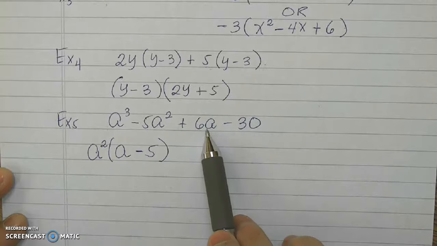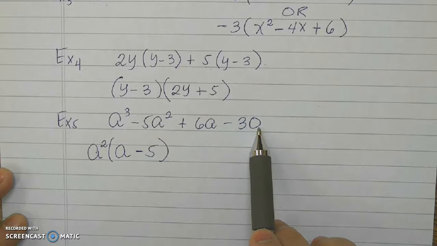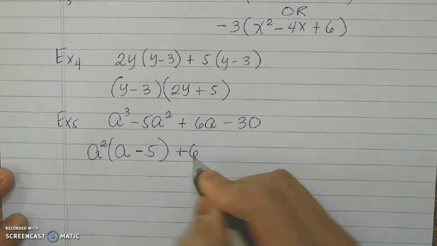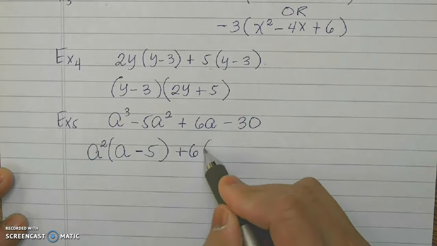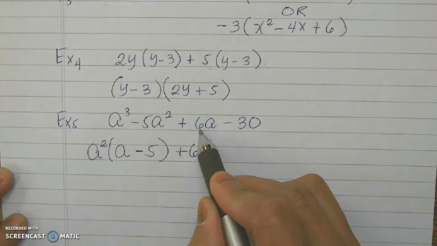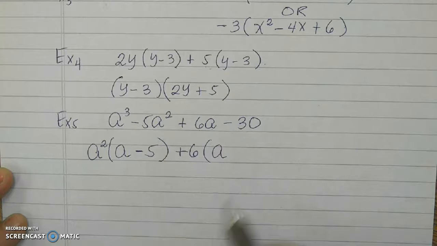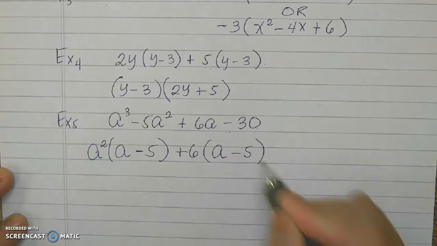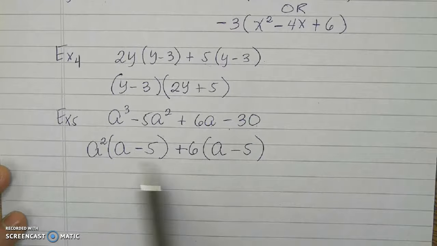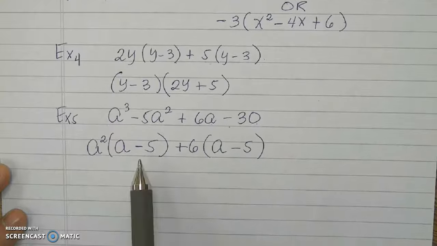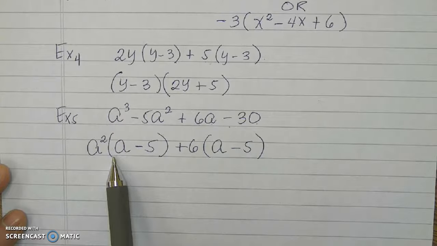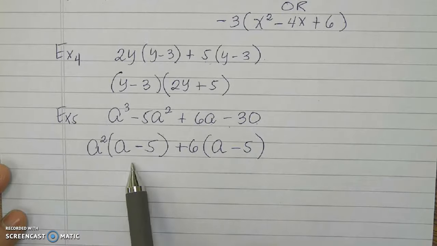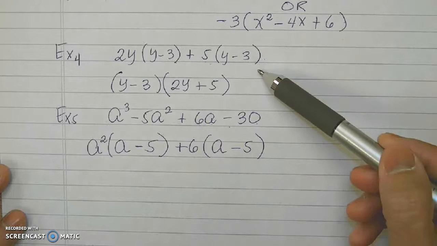I'm looking at 6a and negative 30. I'm thinking that my factor here is positive 6. If that's positive 6, then I can take out 6: 6a divided by 6 is a, and negative 30 divided by 6 is negative 5. And that's it. Those are my factors. But wait, are you seeing what I'm seeing? A minus 5 and a minus 5 are common to both terms, like this one right here.